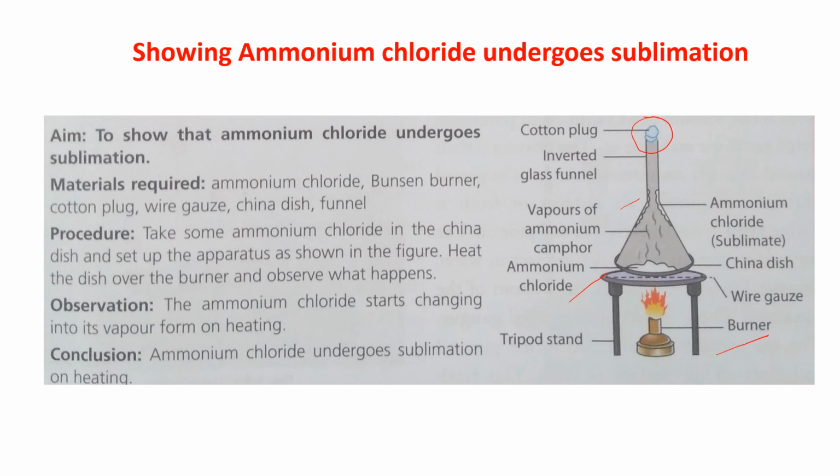As you heat ammonium chloride, as it is a sublime substance, the vapor of ammonium chloride will come out. Now this will be ammonium chloride. The vapor of ammonium chloride will come out from here and go up, it will come in contact with the wet cotton plug, and the vapor of ammonium chloride will change to solid ammonium chloride. And this proves that ammonium chloride undergoes sublimation. It is a sublime substance.